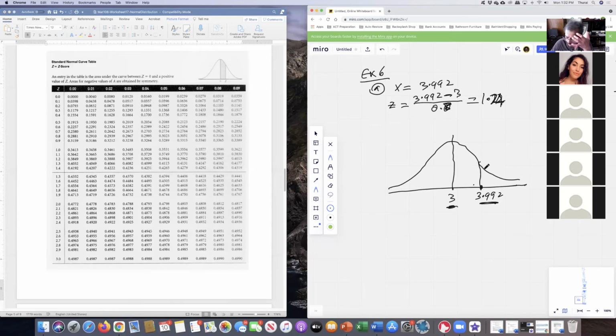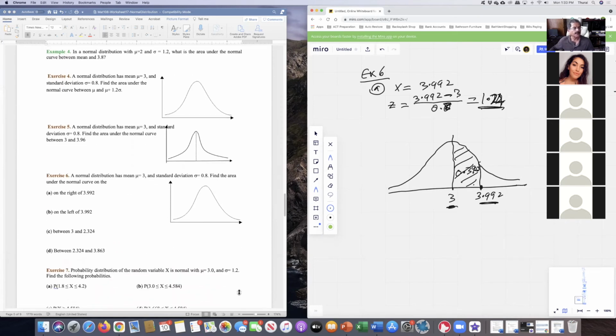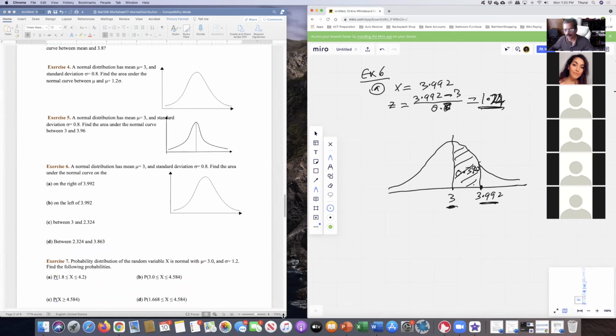So let me finish this problem. I found the z-score for 3.992 as 1.24. Now I'm going to look up 1.24, and 1.24 gives me the number 0.3925. So 0.3925 is this section. That area is only this, but the problem is not asking for that. It's asking for the area on the right side of this.